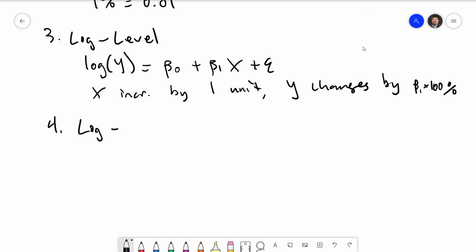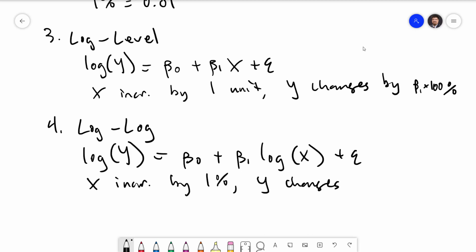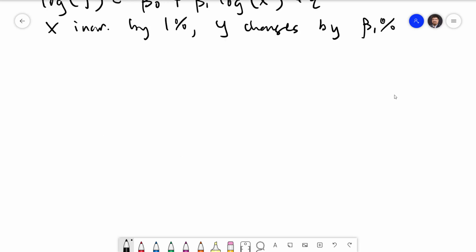The final combination here is log-log. As you might expect, we have the log of y regressed on the log of x. In the log-log model, we have logs on both sides, so we have the interpretation that if x increases by 1%, then y changes by beta 1%. Here we don't need to do any multiplying or dividing by 100 because we have logs on both sides, so we have a percent change interpretation on both sides. Let's talk a little bit about why this works.